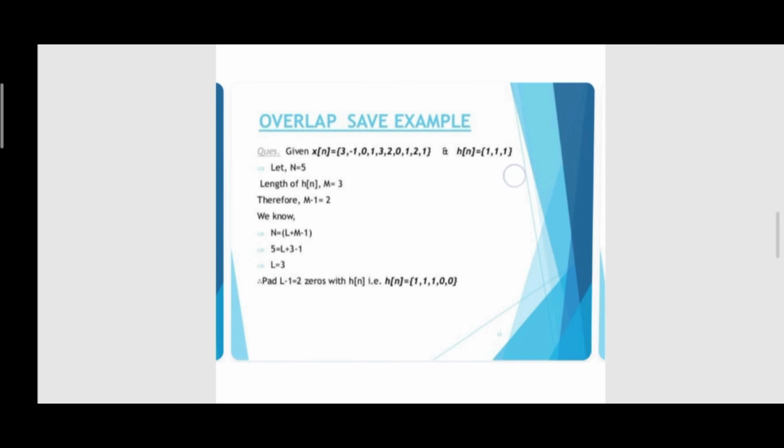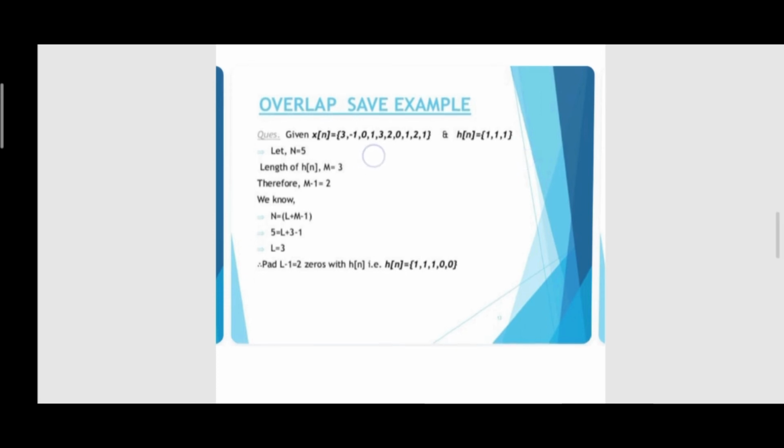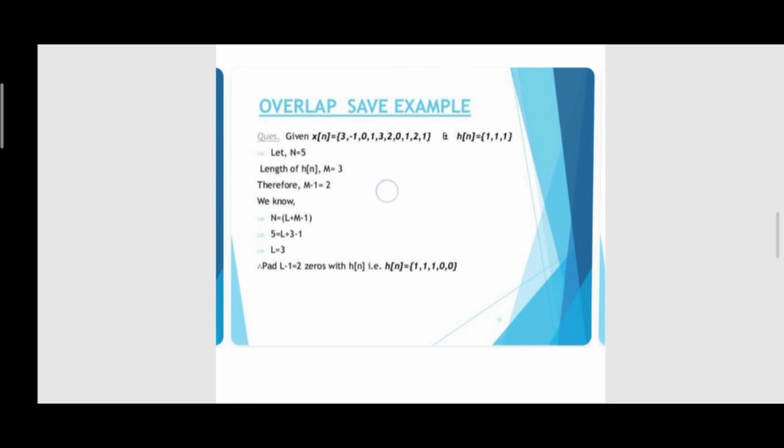The number of samples in the smaller sequence is M. Let us take N is equal to 5. The length of h of n is M is equal to 3. Therefore, M minus 1 is equal to 2. We know that N is equal to L plus M minus 1. In this, N is equal to 5 and M is equal to 3. From this, we can find L is equal to 3. So we have to pad L minus 1, that is 2 zeros, to h of n. So h of n becomes 1, 1, 1, 0, 0.